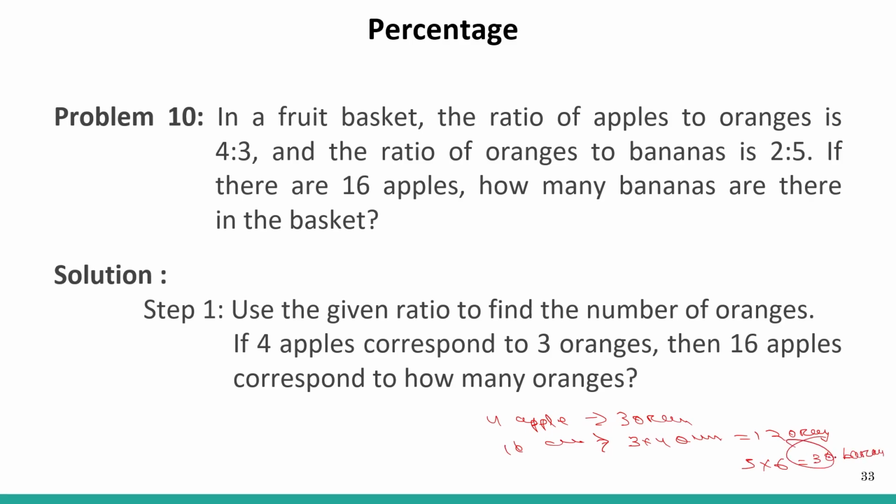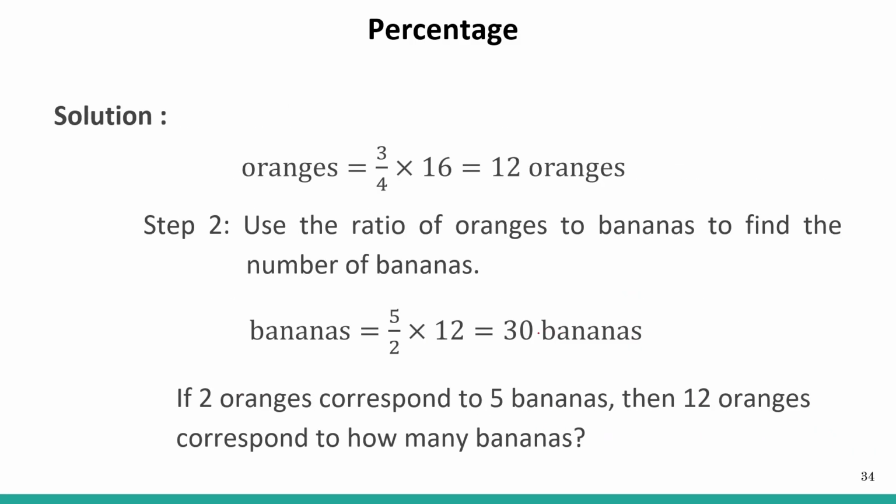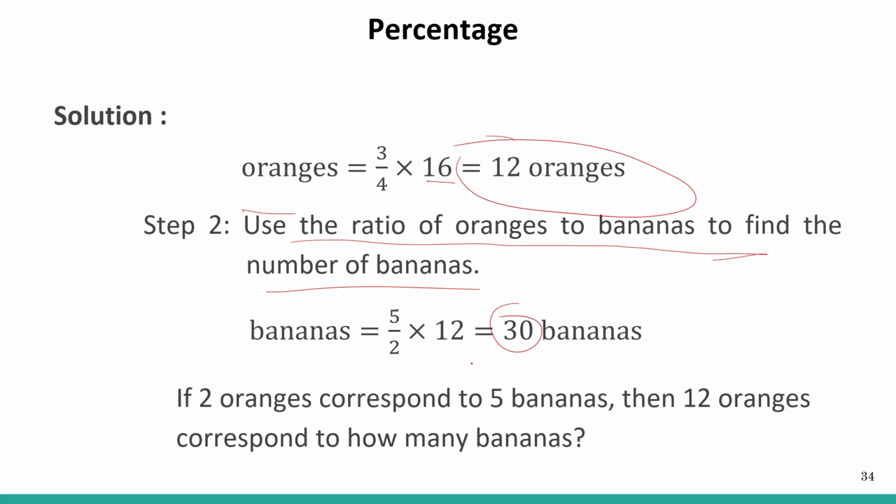So 30 will be the answer. So 30 bananas are there in the basket. So what we did was oranges is equal to 3 by 4 into 16, that is equal to 12 oranges. Then we used the ratio of oranges to bananas to find the number of bananas. That was 5 by 2 into 12 is equal to 30. So 2 oranges correspond to 5 bananas, then 12 oranges correspond to 30 bananas.